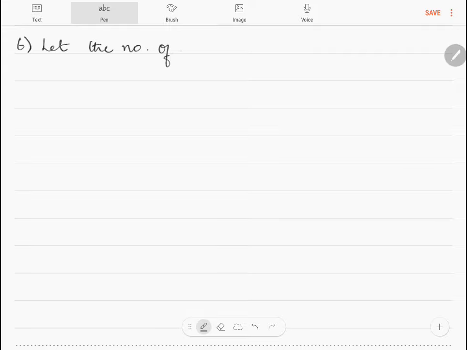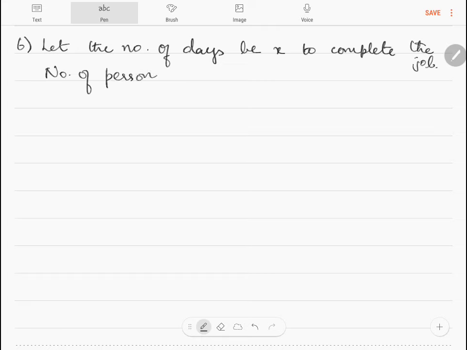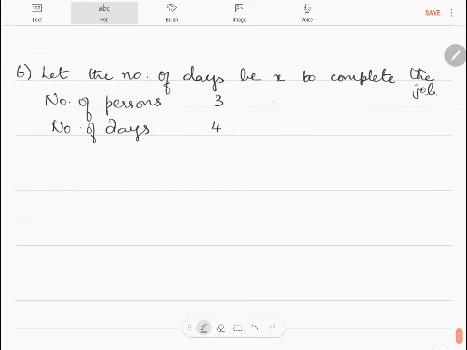Let the number of days to complete the job be x. Here we have number of persons and number of days. Number of persons is given as 3 for 4 days. Now instead of 3 we'll take it as 4, that is what is asked, and here it will be x.